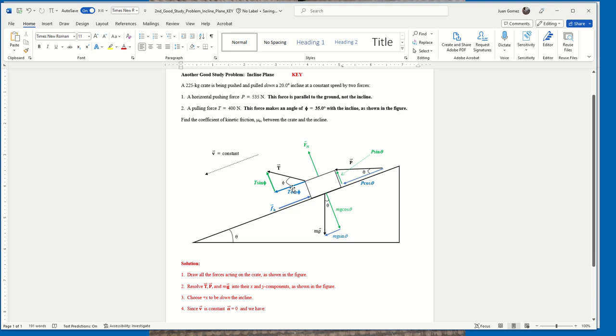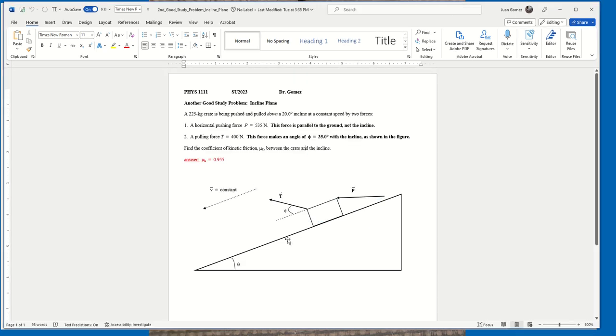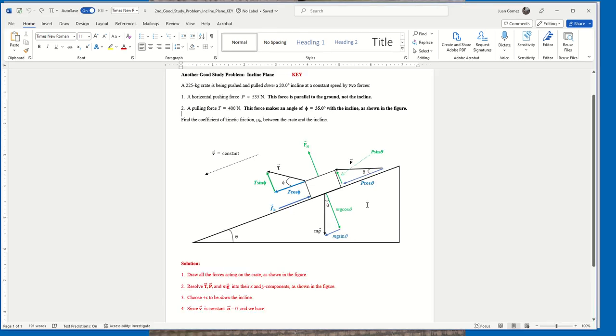Well, the x component, again, the angle phi was given in the problem. That's the angle phi. Remember, it's the angle that the tension force makes with respect to the incline. Clearly, that dotted line right there is parallel to the incline. So the x component of the tension force is T cosine phi. The y component of the tension force is T sine phi.